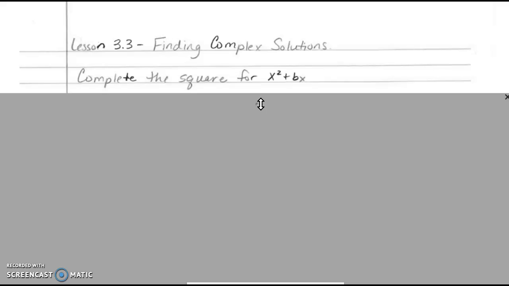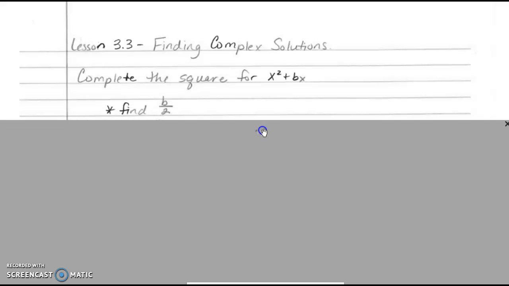So first step today is we want to complete the square if we have x squared plus bx. For example, that could be x squared plus 8x, x squared minus 4x. So all we've got is those two terms, x squared and an x to the first. And we want to complete the square, and you'll understand why it's called completing the square when we do that. First step in completing the square for this is that you want to figure out what b over 2 is, because you'll be using that. So we want to find b over 2.